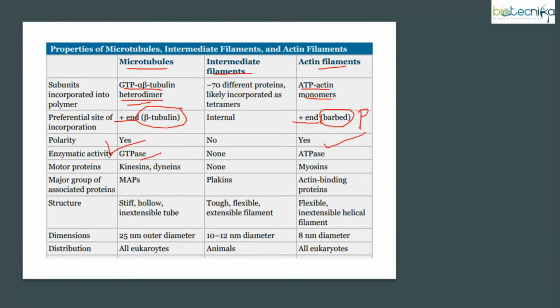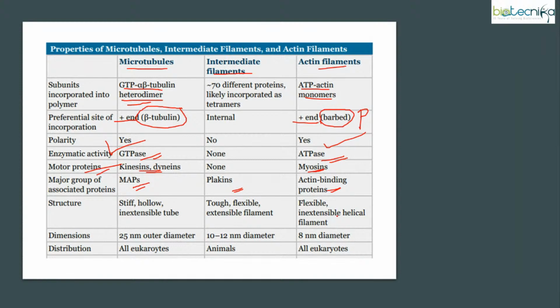Enzymatic activity, yes, GTPase is there. Here ATPase is there. What are the motor proteins involved? Motor proteins are those that help in the movement. When it comes to microtubules, we have kinesin and dynein. Intermediate filaments, as I already told you, there is no locomotion over here, so there are no such proteins. For actin, we have got myosin protein. Then there are various associated proteins that I will discuss in detail in the upcoming slides.